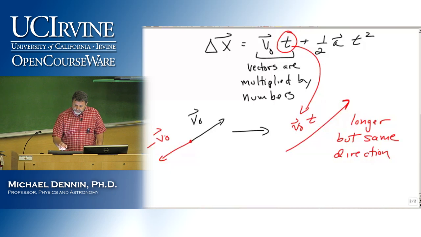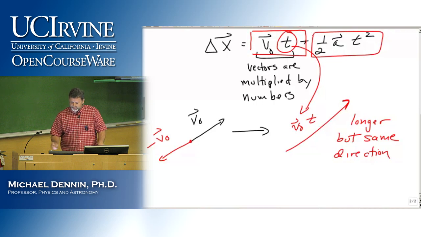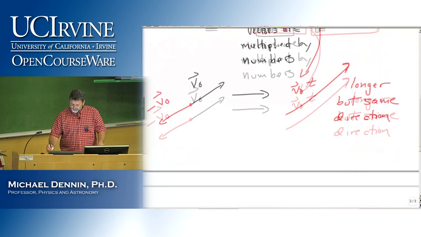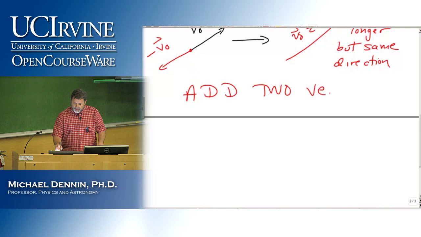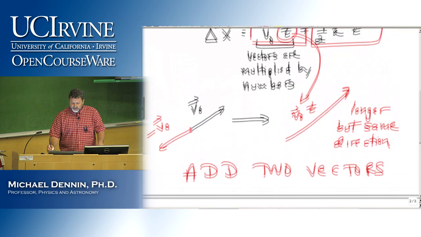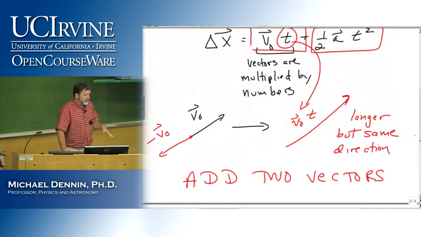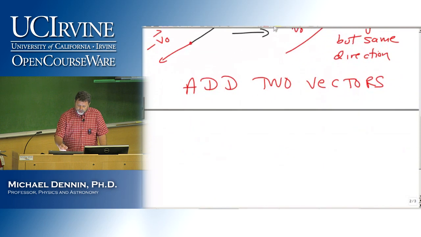The other feature of this that we highlighted is the process of adding two vectors. So we do have to add two vectors. We've done it a lot in a lot of different ways, but now we're going to actually summarize it all in a nice formal picture. And we're going to do it for two dimensions.